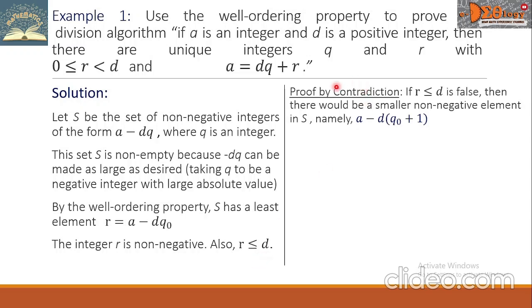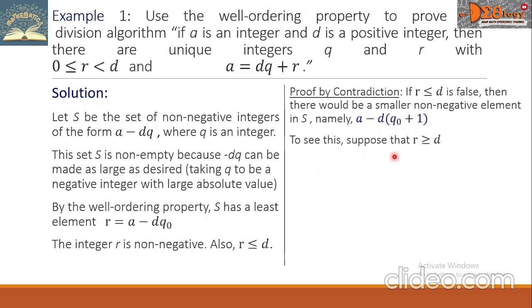Now we have this proof by contradiction. What if r less than or equal to d is false? Then there would be a smaller non-negative element in S. Namely, this is a minus d times the quantity q sub 0 plus 1.